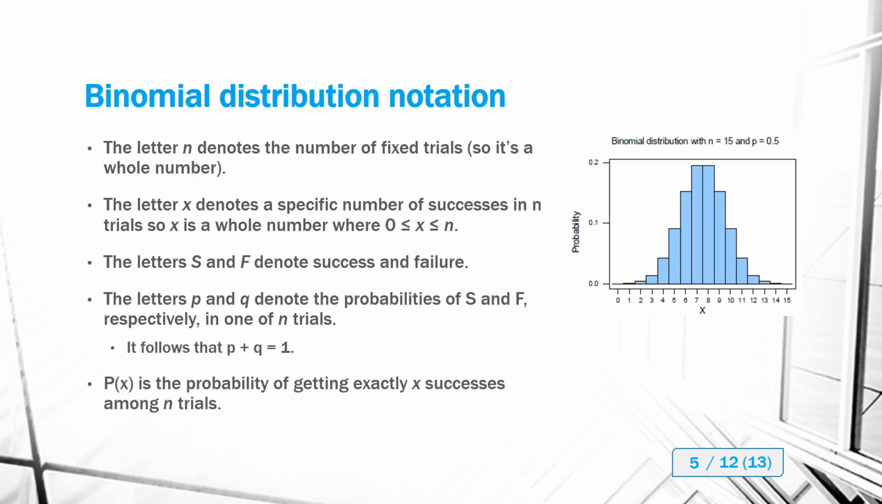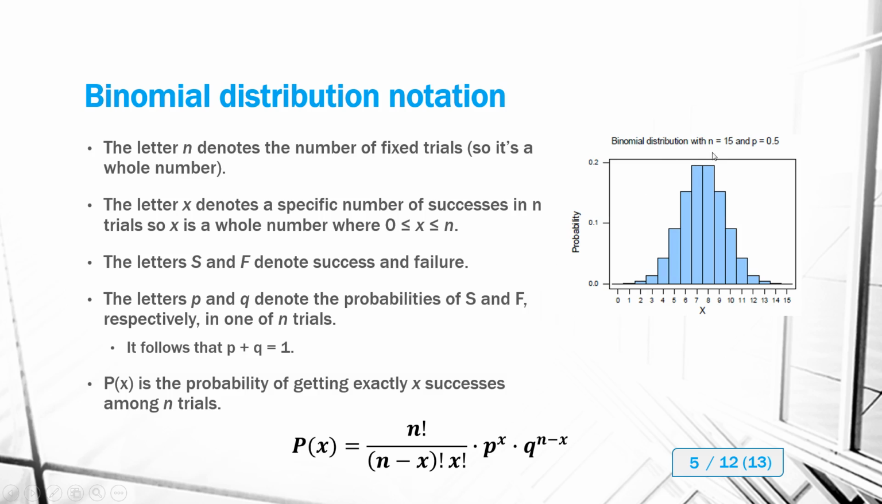Now, P(x) is what we use to denote the probability of getting exactly x successes among n trials. So we're going to take a fixed number of trials, and we're going to ask what's the probability that x of those trials are actually successes. The equation that we use to calculate that probability we see here at the bottom of the screen. So this is the actual equation that's used to calculate probabilities, and when you calculate this probability out for each of the number of fixed trials in your distribution, you end up with something that looks like this.